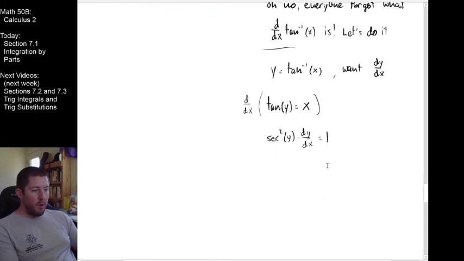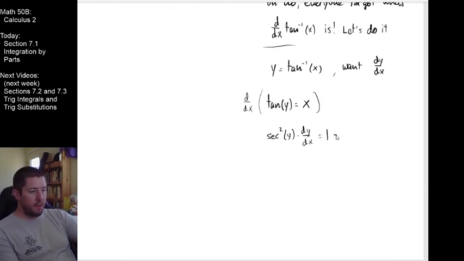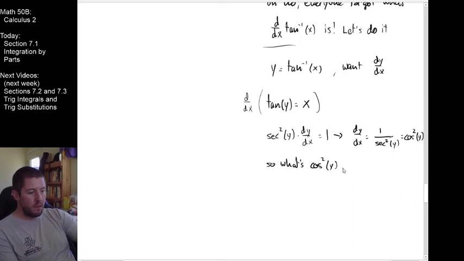So it seems like what we should be getting for our answer here is that dy/dx, what we're searching for, is 1 over secant squared of y, and 1 over secant squared should just be cosine squared of y, right? But the problem is, what's cosine squared of y?